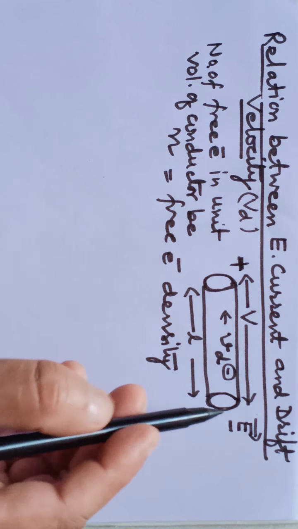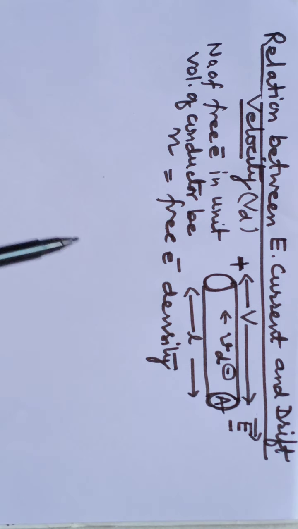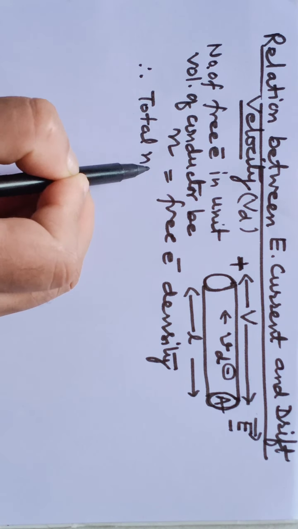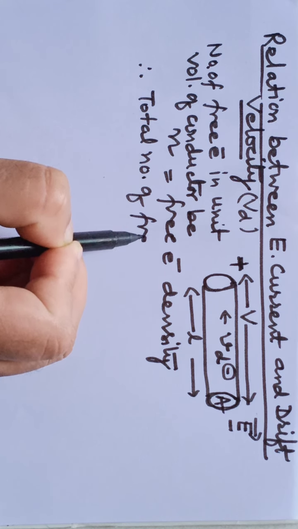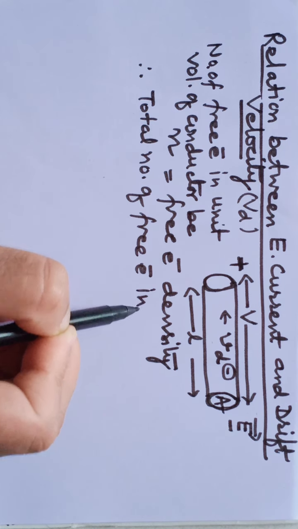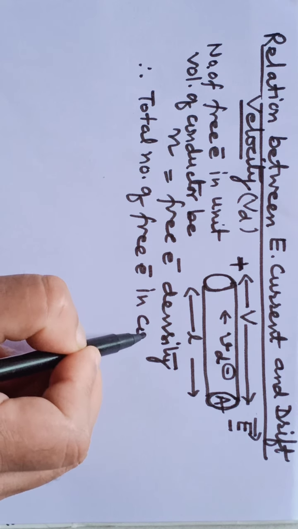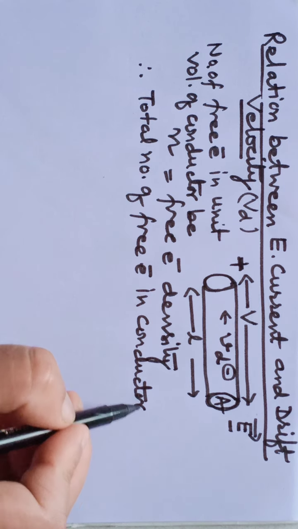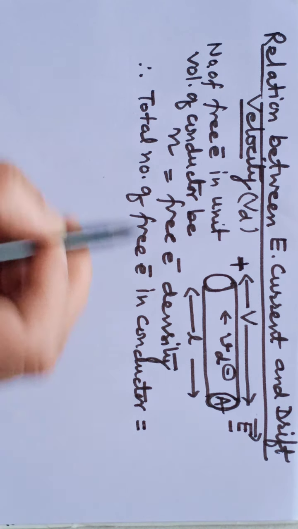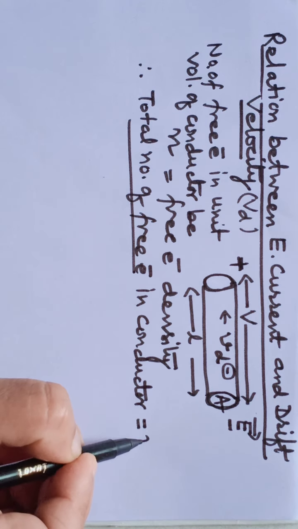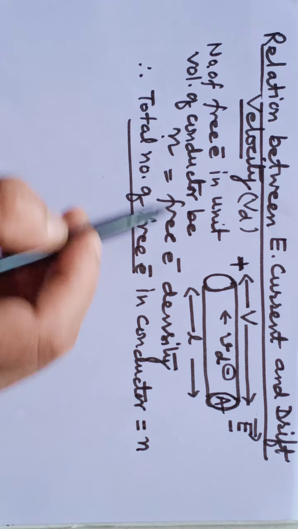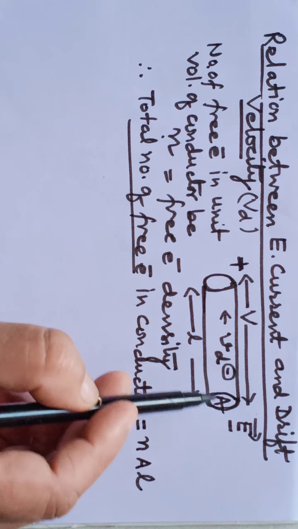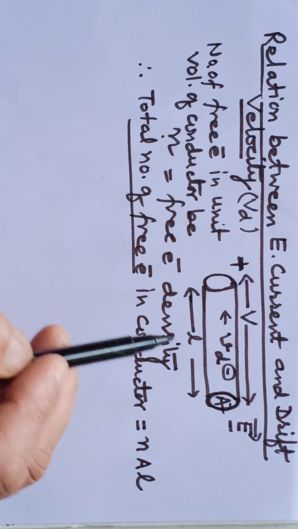Let the area of cross section of this conductor be A. Therefore, the total number of free electrons in this conductor we have considered will be the number of free electrons in unit volume, small n, into the volume of the conductor. Volume of the conductor is area of cross section into length.